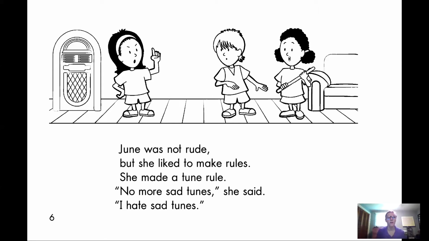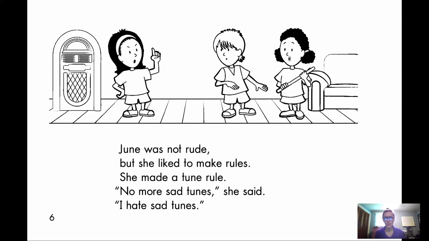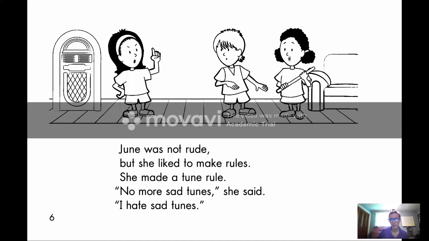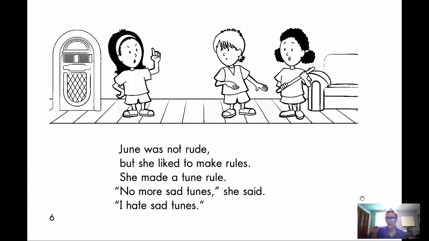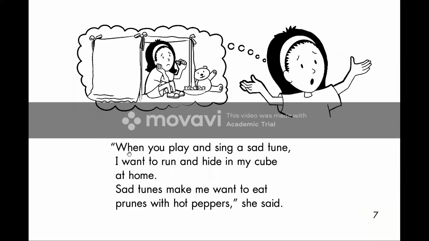So, do you think that that was a nice thing to say? I don't think so. How could June have asked the other two, our other two characters, how do you think she could have asked them? She could have said, hey, I'm not really liking or enjoying these sad songs because they make me kind of sad. So is there any way that maybe you could play a happier tune? She could have asked in a nicer way. So let's see what happens. So we're going to turn to our next page. We are turning to page 7, and let's read together. First word is when. Ready, go.